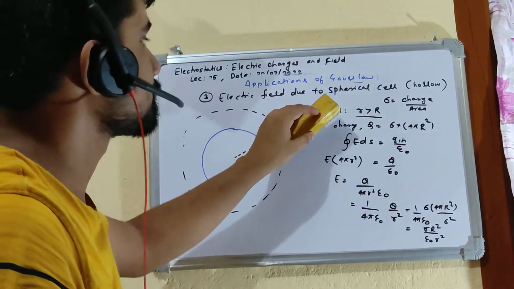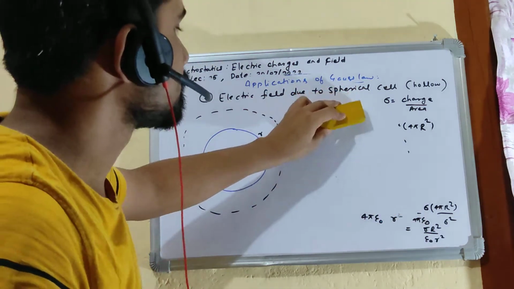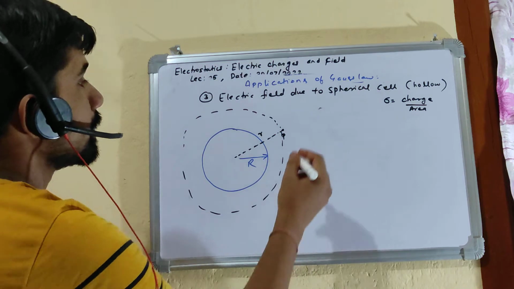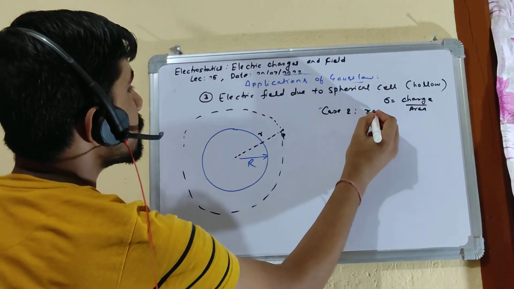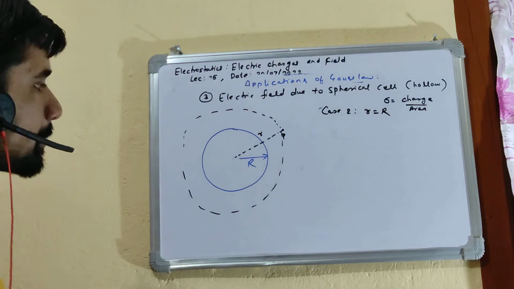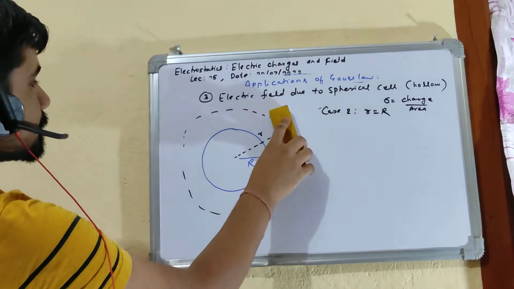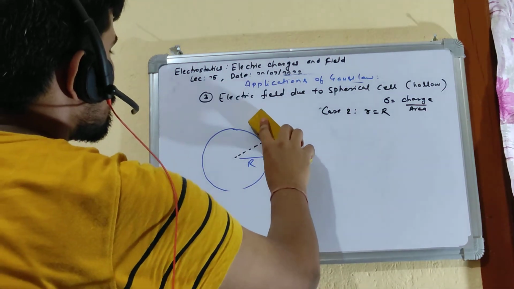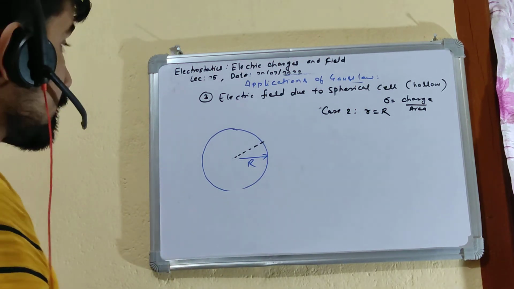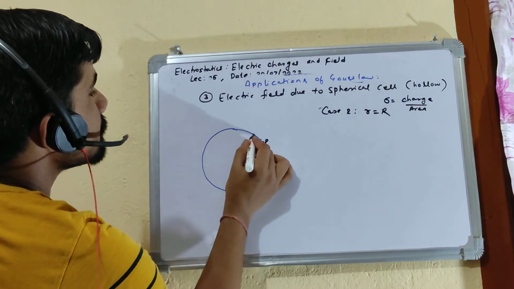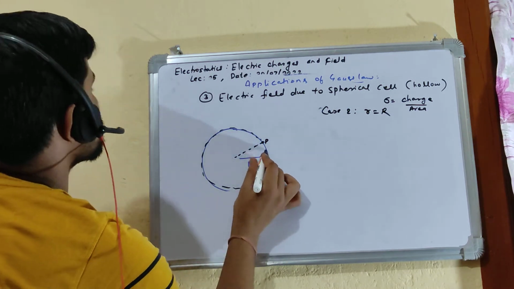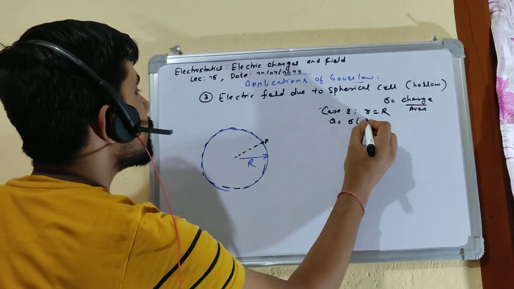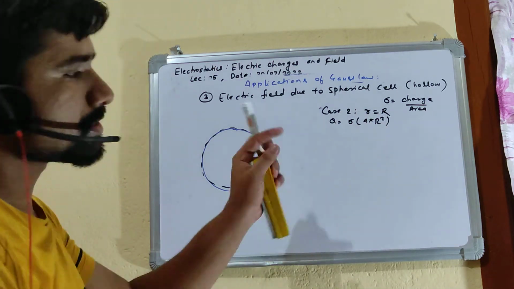So case 2: r is equal to R. Now what happens? How will this diagram change? This is my point P now, and this circumference itself is my Gaussian surface, right? So again, the charge enclosed will be sigma into area, which is 4 pi R square. This time r is equal to R.